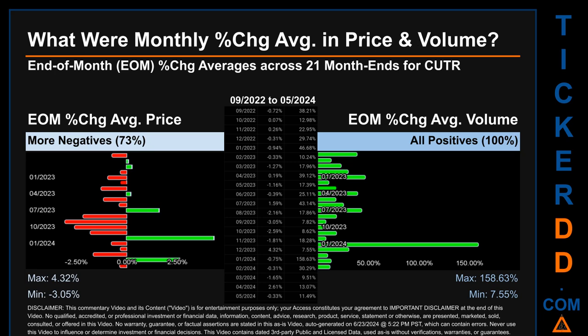Price saw an end-of-month max of 4.32% in average percentage change, along with a minimum of -3.05%. For volume, the maximum and the minimum monthly percentage change were respectively 158.63% and 7.55%.